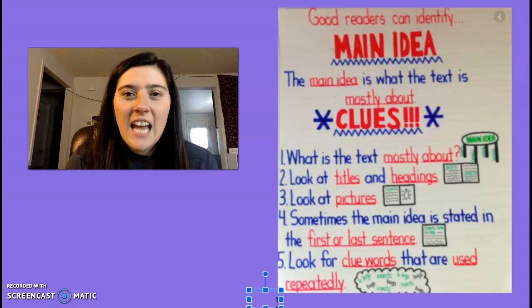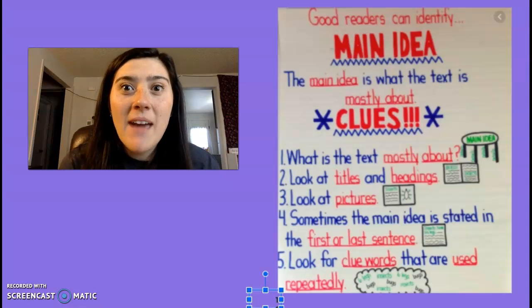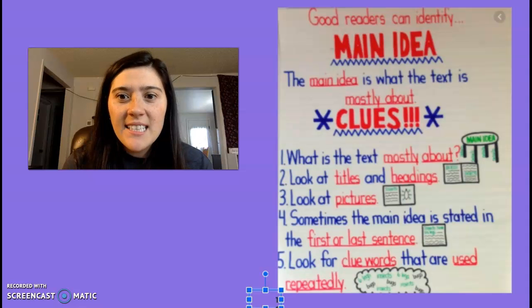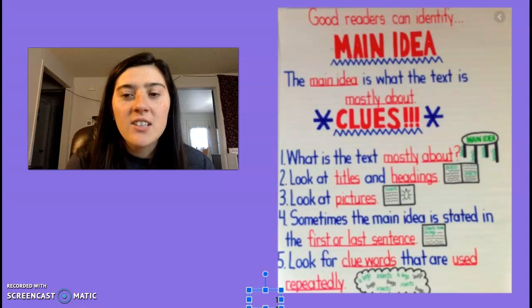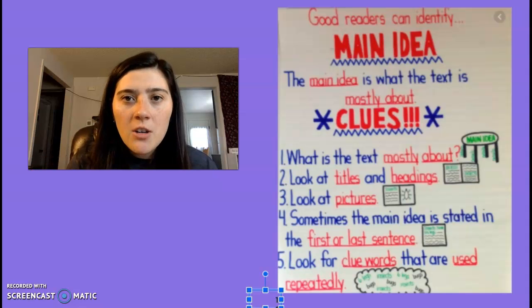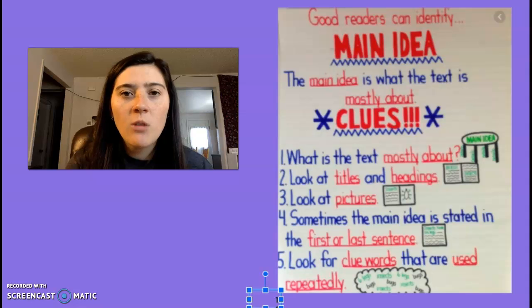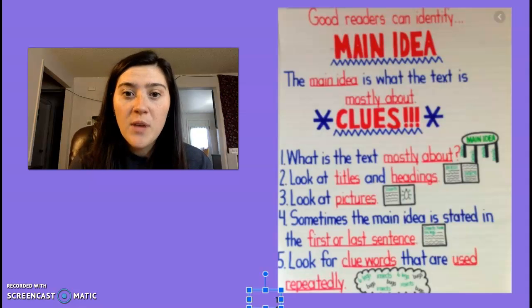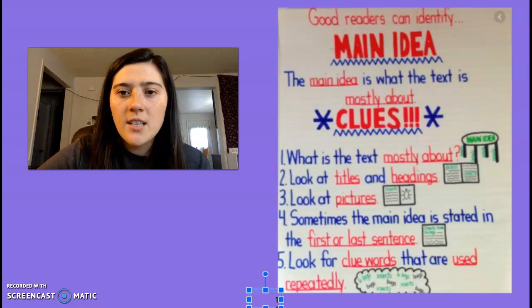Okay, third graders, now it's time for the literacy skill main idea. So we have been working a lot on main idea and giving key details. So I just want to give a little review about main idea so it can help you during the reading of Brave Girl. Okay, so let's get started.